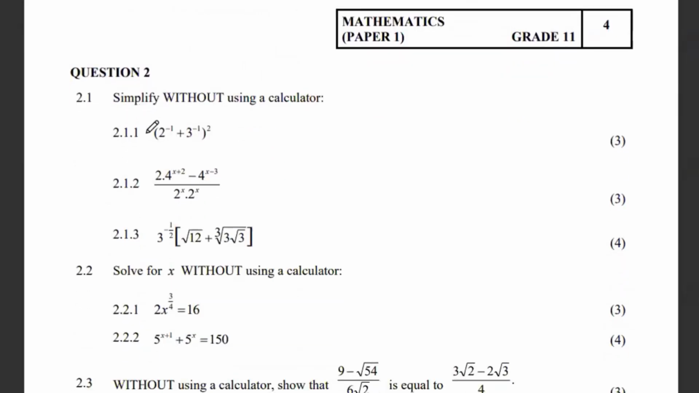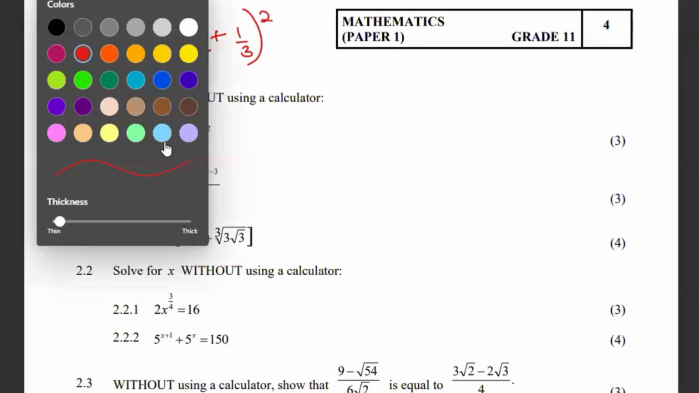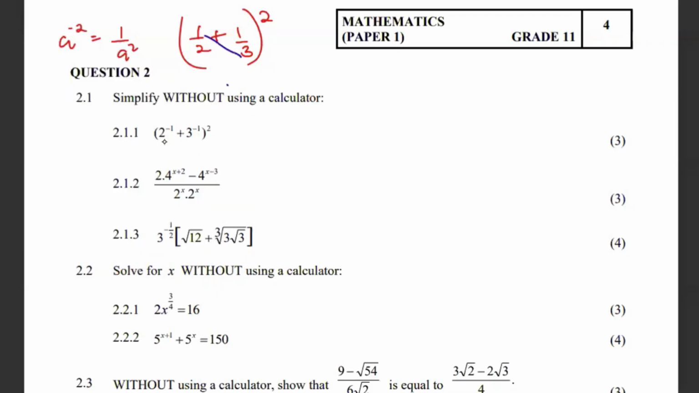Exponents and some equations. We have 2 to the negative 1 plus 3 to the negative 1, everything squared. There's a law of exponents whereby a to the negative 2 is the same as 1 over a squared. So that's what we're going to use for 2.1.1. It's like 1 over 2 plus 1 over 3, everything squared. Use the butterfly method to solve this, or if you can get your LCD, LCM, perfect.